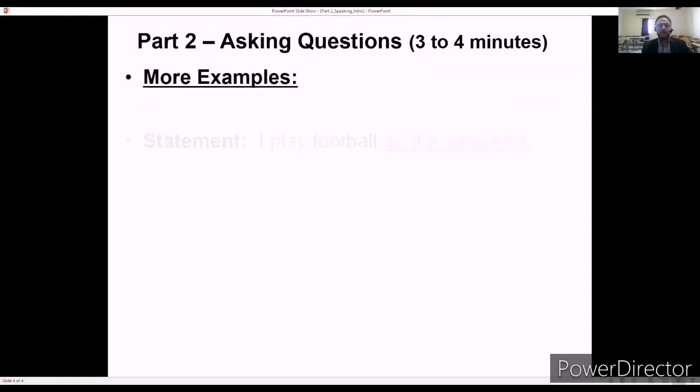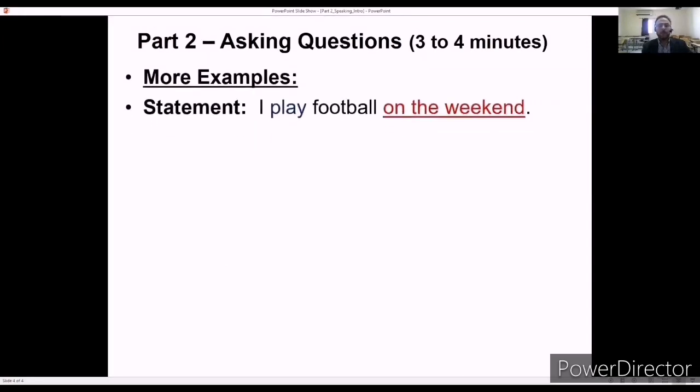More examples. Statement number 1. I play football on the weekend. So the test taker should pay attention to the tense of the sentence. Play football here is in the present simple. Also, the test taker should focus on the time expression provided in the statement, on the weekend. And here you should pay attention to the intonation of the examiner in order to be able to form a correct question word.